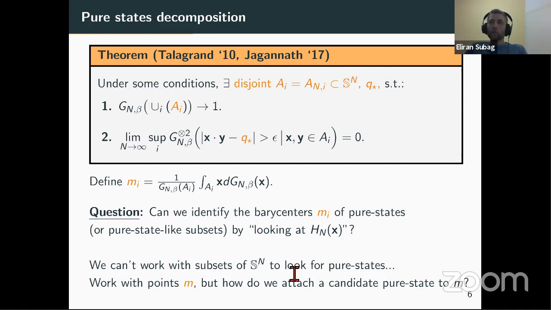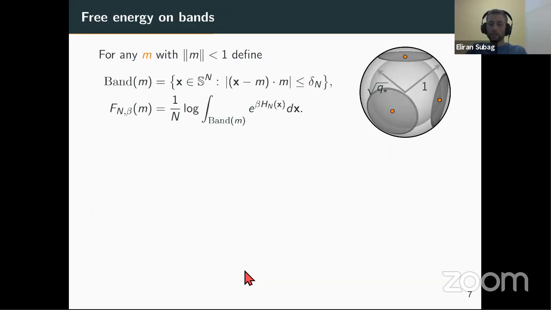Now, it doesn't make sense to ask questions about the subsets of the sphere themselves because essentially there are too many of them. So what I want to do is work with points in the ball inside the sphere, and attach somehow a set which can be a candidate for a pure state. Going from a subset to a point, by taking the barycenter, is easy. It's obvious what we mean by that. But I want to attach to any point a subset in a natural way. It turns out that the natural way to do it is the following.